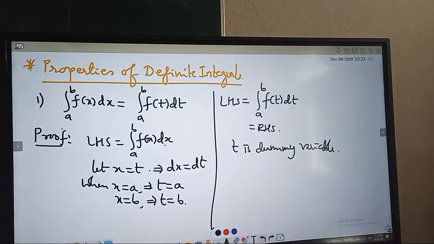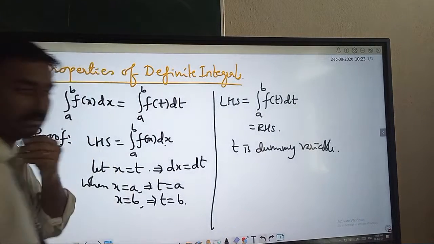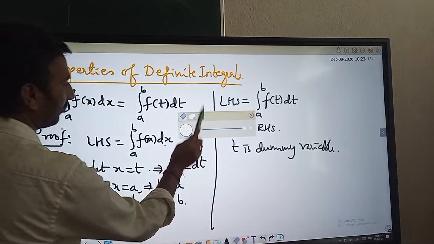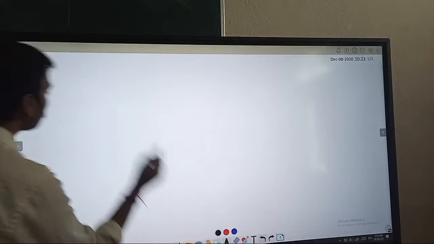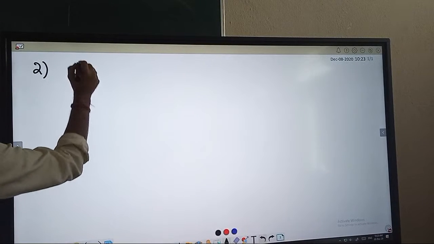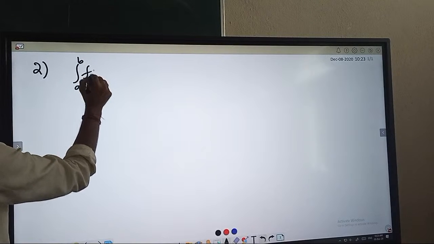Next, yes. Remove. Along with me only, you write. So, second property: if I have an integration from a to b f of x dx.